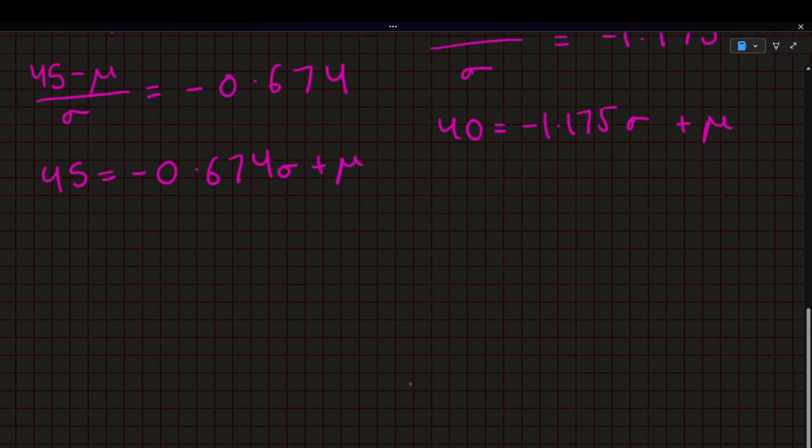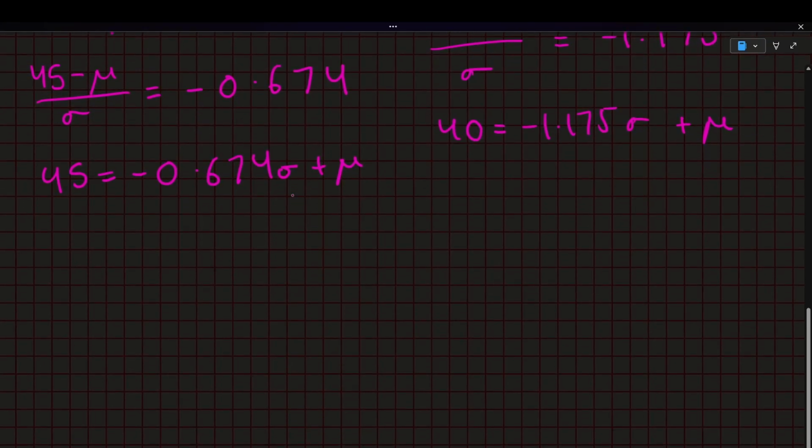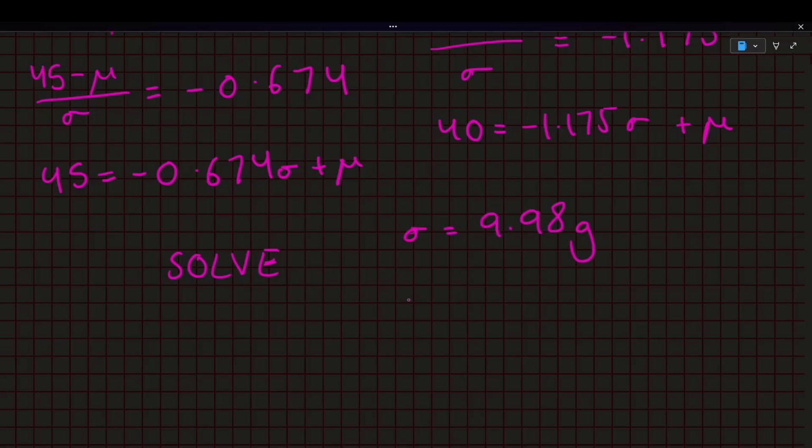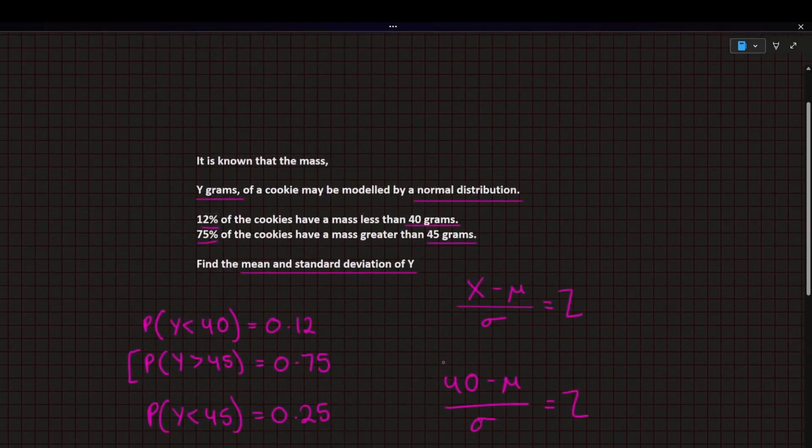Okay, now we've got two simultaneous equations containing our standard deviation and our mean. So now we can just solve this. I'm just going to solve it on my calculator. You can solve it manually, of course. Okay, so from this I get a standard deviation of 9.98 grams and a mean of 51.73 grams. Okay, and that's our answer for this question.